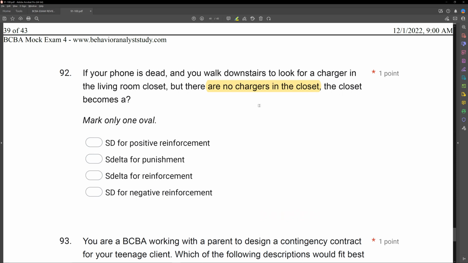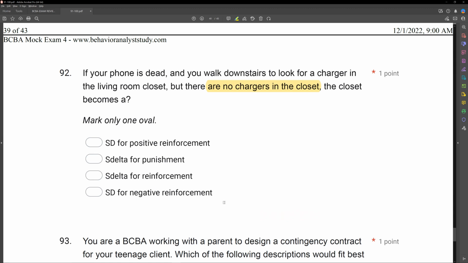Because it's not really identifying whether punishment was in that closet or not. We're concerned with the reinforcement aspect. We're concerned with finding that charger, okay? So we can't really definitively say the closet is an S delta for punishment or not. But we can say it's an S delta for reinforcement. Remember, the S delta signals something is not available. We don't know if punishment is available or not in the closet. We don't have enough information. What we do know is the charger isn't available, so reinforcement isn't available. So the closet becomes the S delta for reinforcement.